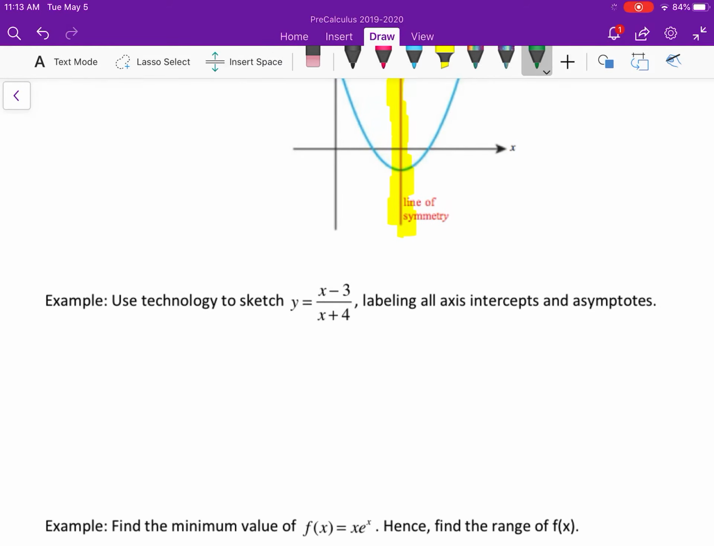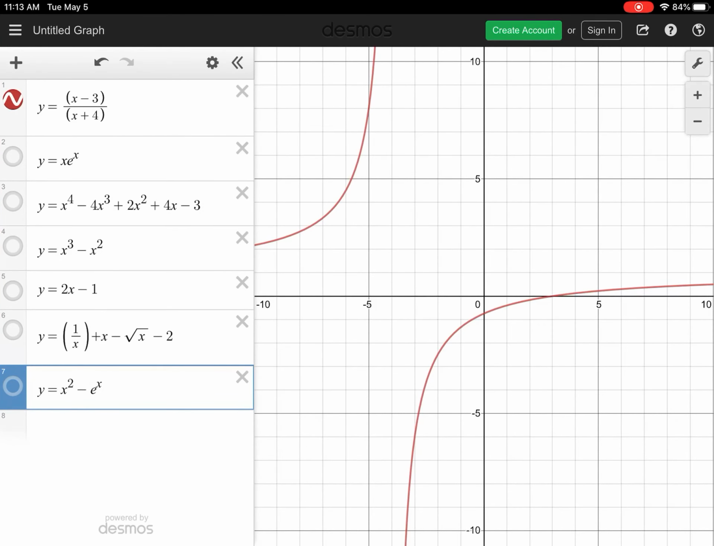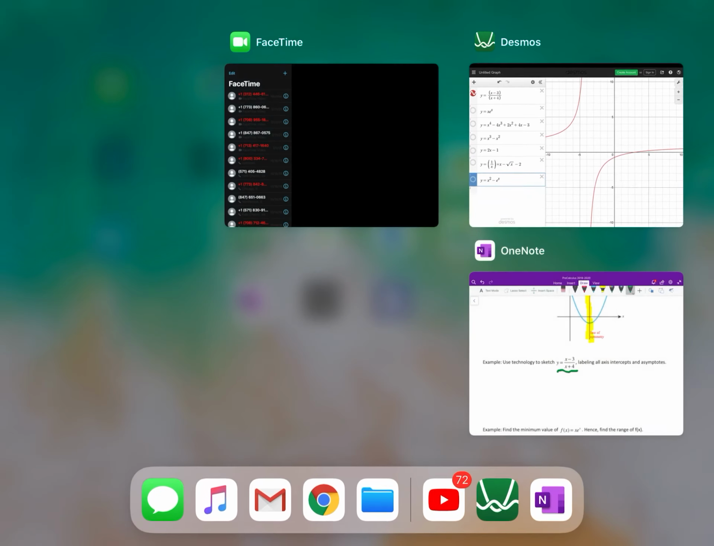All right, so use technology to sketch this function, labeling all axis, intercepts, and asymptotes. All right, so I went ahead and put some of these into Desmos already. And if we look at this graph, here you go. We got the whole thing right here. We should have a vertical asymptote at x equals -4, and we should have a horizontal asymptote at y equals 1. So that's what our graph looks like.